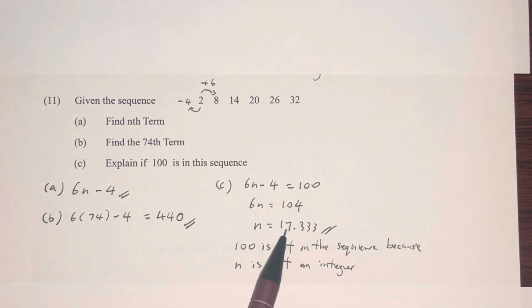Is there such a thing as a 17.333 term? Nonsense, right? The number of the term needs to be an integer. You can see that. That's why 100 is not in the sequence, because n is not an integer. How can you have a 17.3 term? Cannot be. So that's how you explain questions like this.